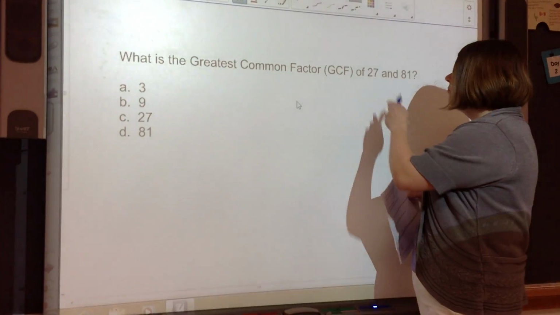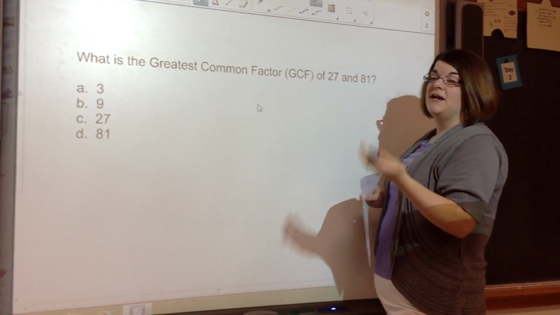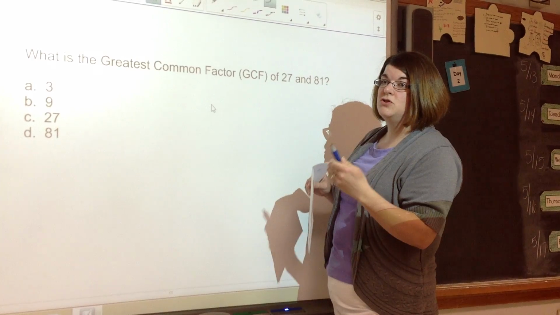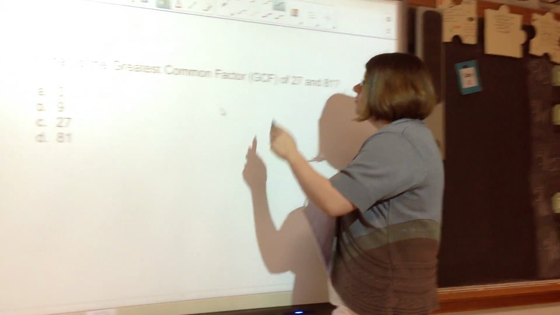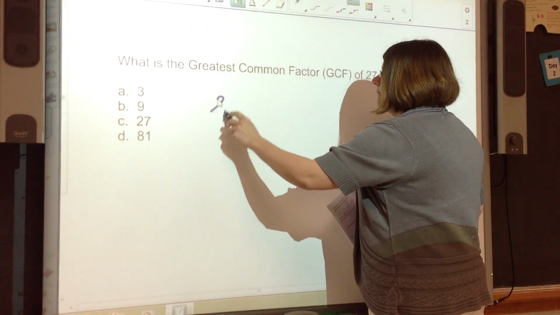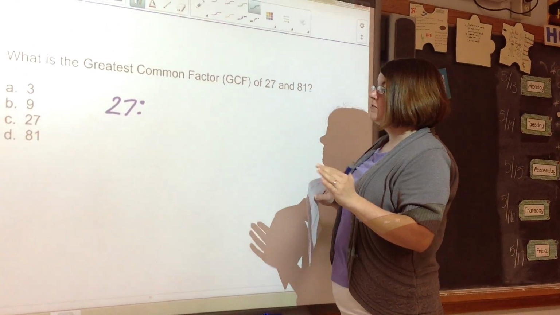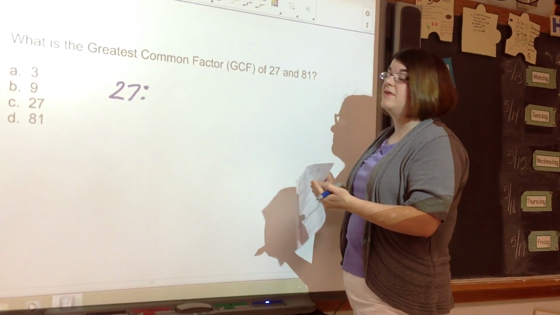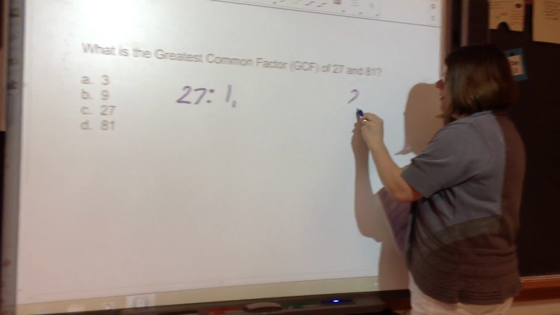So if we do the list method, we need to list the factors, and a factor is a number that divides into the number that we're given evenly with no remainder. So you have to use your divisibility rules that we talked about, and if you can't think of your divisibility rules, then you need to test to see if the number will divide evenly or if you get a remainder. So we start with 1 and the number.